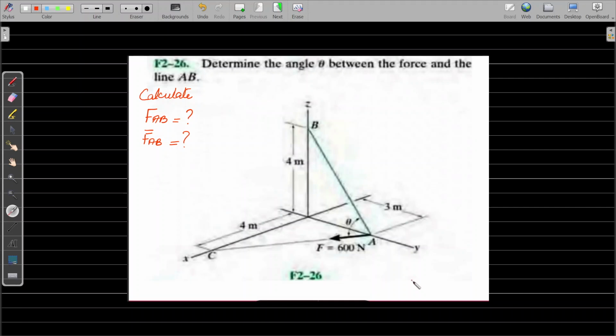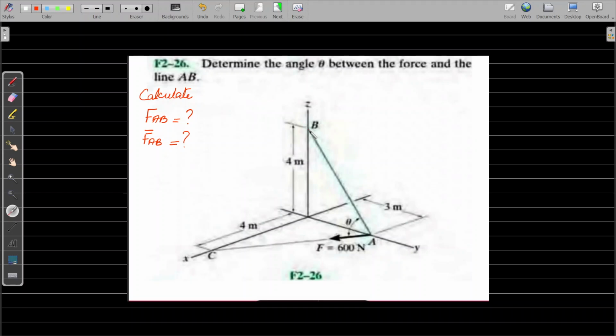The most important thing over here is that we need to calculate the coordinates. That is very important. You have to calculate the coordinates of A, B, and C. For the coordinates of A, remember this is our origin, 0, 0, 0. So what will be the value of A? The value of X on A will be 0, the value of Y will be 3, and the value of Z will be 0.